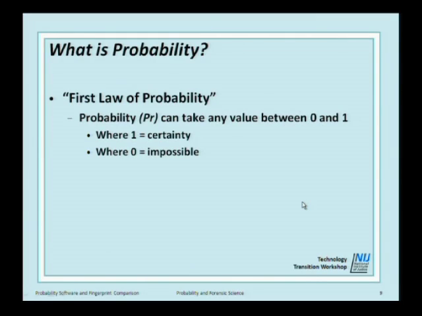First of all, probability. In parentheses there, I put PR, the mathematical symbol for probability. Again, you'll see some variations. But that's all PR means. And it can take any value between 0 and 1.